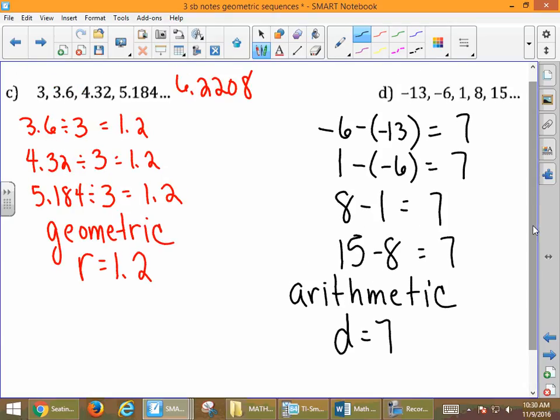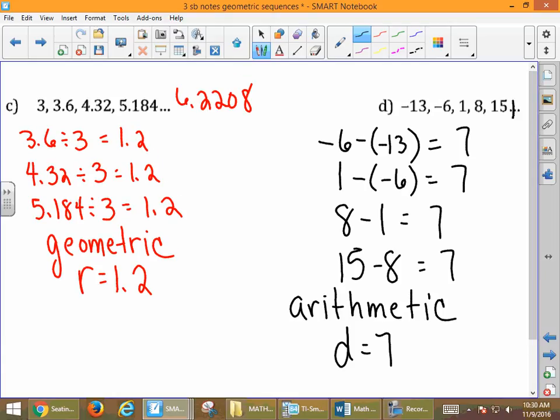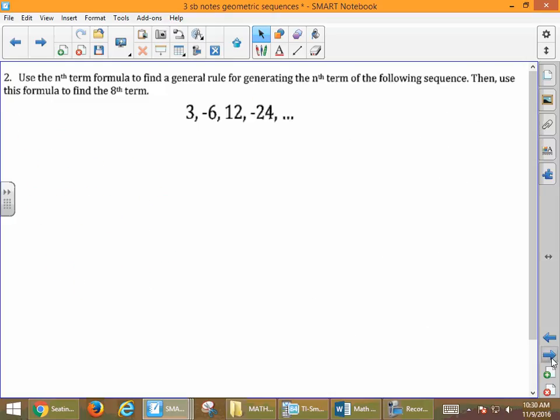And if we want to know what the next term is, we're going to add 7 to 15. So our next term, 15 plus 7, is going to be 22. The key, as we work through the rest of this unit, is going to be able to identify which kind of sequence it is. The reason is because we're going to have to know which formulas to use. So we identify that it's arithmetic, we use arithmetic formulas. If we identify it's geometric, we're going to use geometric formulas.